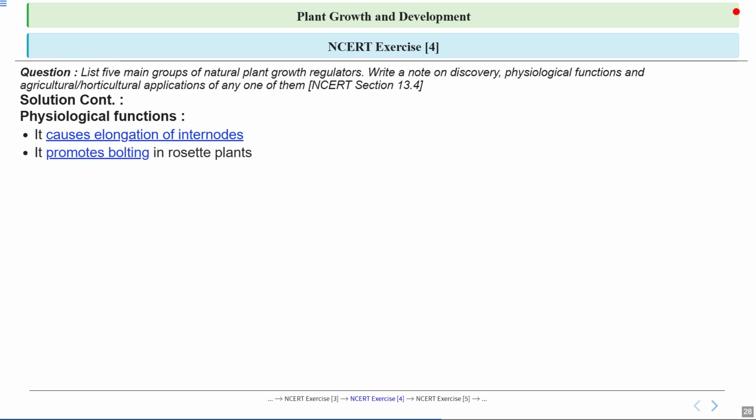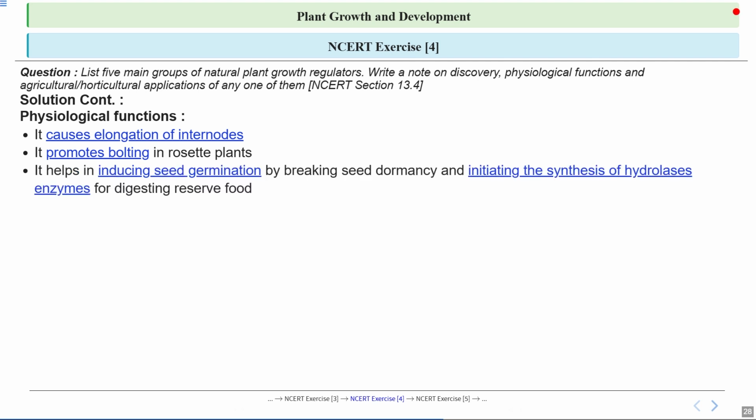Gibberellin promotes bolting in rosette plants. This is very important. What is bolting? Bolting is when a plant suddenly grows a tall flowering stalk, which is important for reproduction. This is especially noticeable in plants like lettuce or onions.